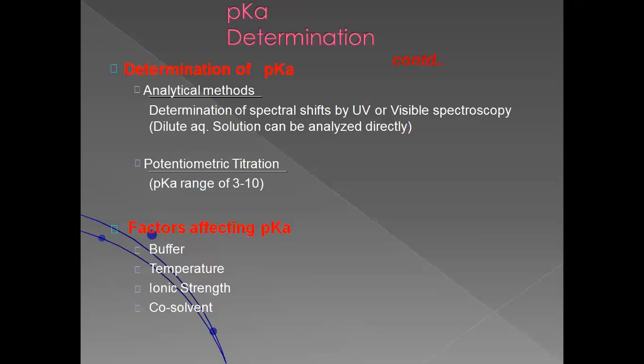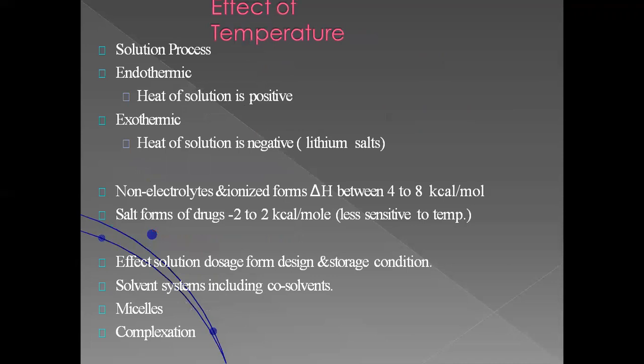So, there are various factors that have been used when we work with insoluble drugs. The dependence of the solubility on pH can also be used to obtain the pKa value. For this third method, the pKa corresponds to the pH of the solution where the equilibrium solubility is twice the value of the intrinsic solubility of the unionized form. The factors affecting the ionization constant are the buffer, temperature, ionic strength, and co-solvent.